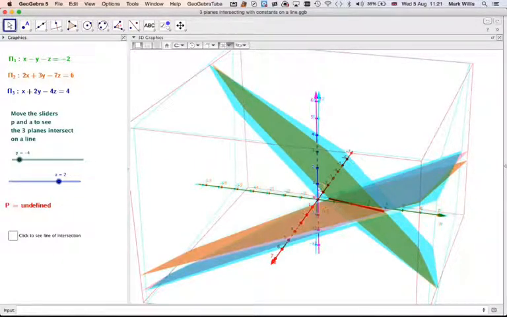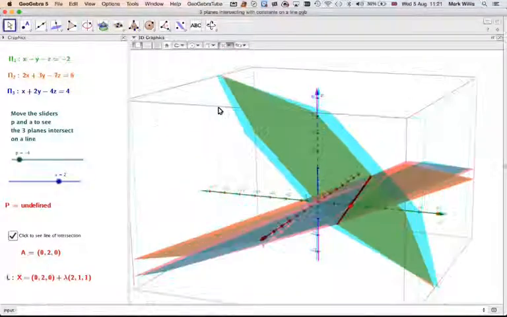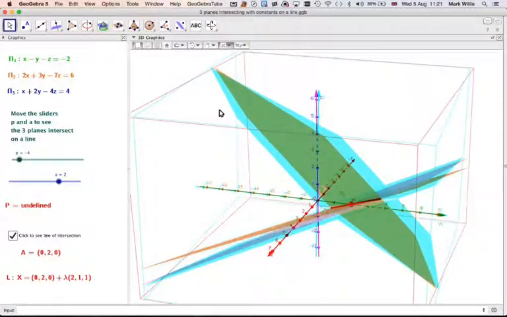And when we click here, we get the equation of the line, which is 0, 2, 0. Point A gives me this particular point here. Okay, so in order to see this, you will need to put on 3D glasses.